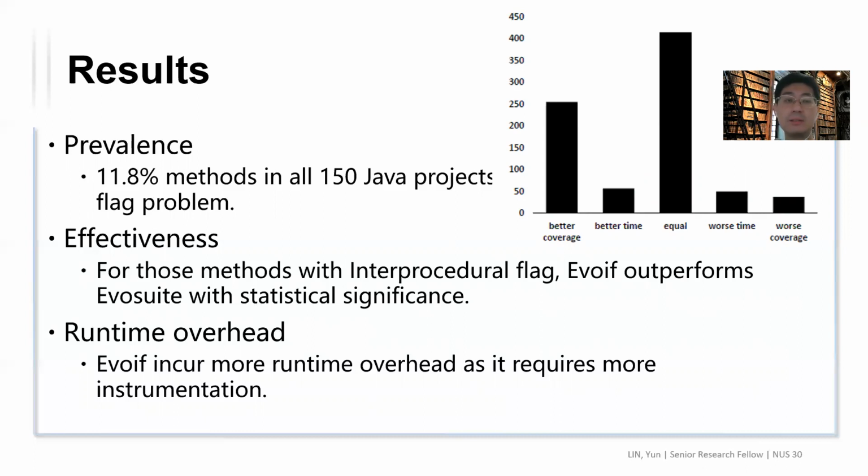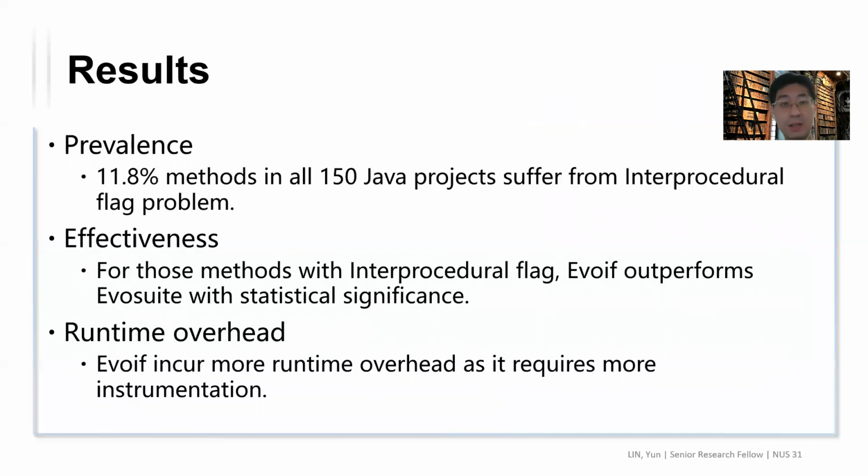We divide the methods into the following 5 scenarios. First, EvoSuite-IF has better coverage than EvoSuite. Second, EvoSuite-IF has equal coverage with EvoSuite, but uses less time budget. Third, EvoSuite-IF has equal coverage with EvoSuite and uses the same time budget. Fourth, EvoSuite-IF has equal coverage with EvoSuite, but uses more time budget. Last, EvoSuite-IF has worse coverage than EvoSuite. We can see that EvoSuite-IF improves the coverage in a large number of methods. Moreover, the overall advantage is statistically significant.